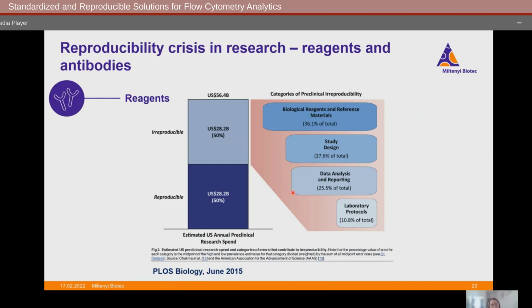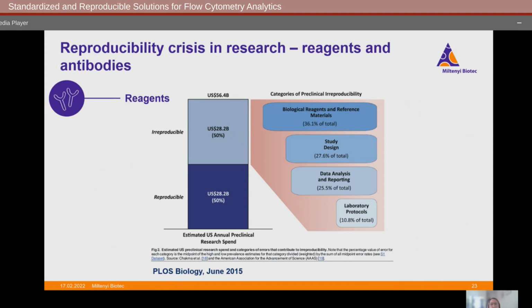Going into that next source of variation in flow cytometry analytics, we're going to look at reagents now for a bit. So it's estimated that the U.S. preclinical research spend in categories of errors that contribute to irreproducibility is extremely high, right around 50%. If we look deeper into those sources of irreproducibility, you can see that the majority parameter, almost 40%, is spent on reagents and reference material.